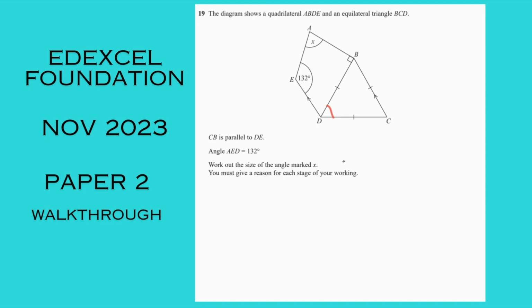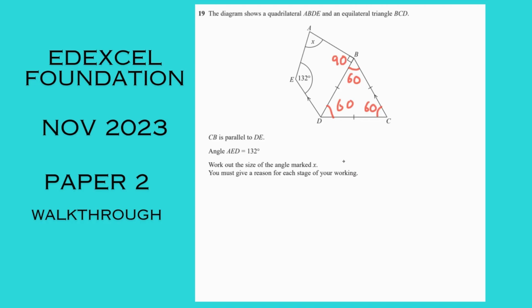You must give a reason for each stage. I'm not going to write it out; you can do it in your own words. But equilateral triangle, all angles are 60 degrees. Here we've got a quadrilateral, a four-sided shape. 90 degrees goes in there.